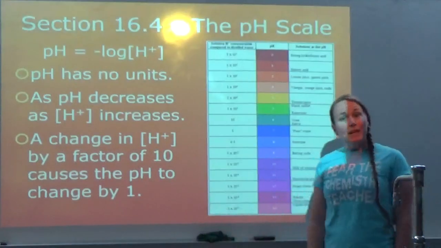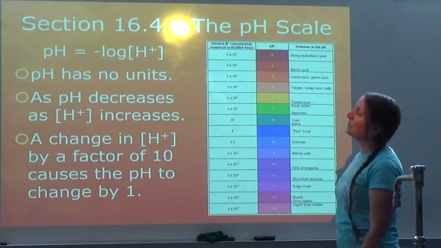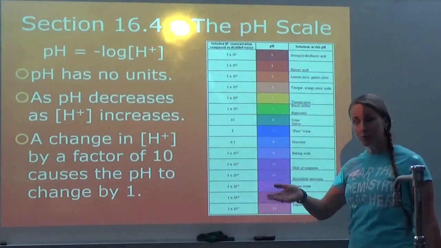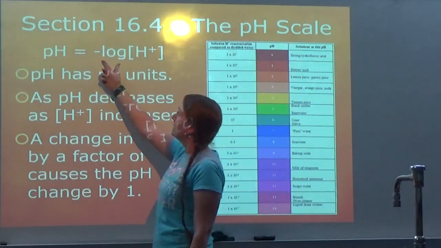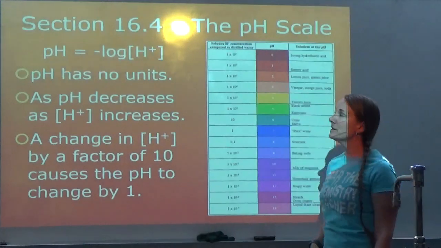So next section is the pH scale, which is still based on the pH square. That's where I was headed with that. If you want to go from H plus to pH, just remember it's negative log of H plus. That formula will be on your formula sheet. You just have to remember when to use it.